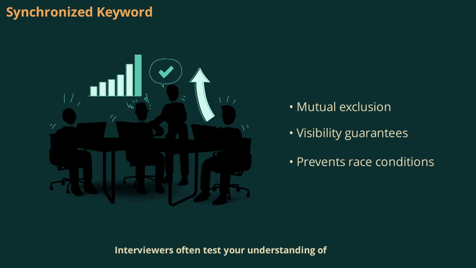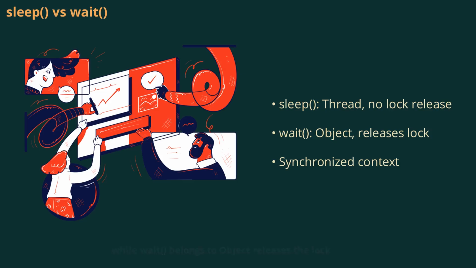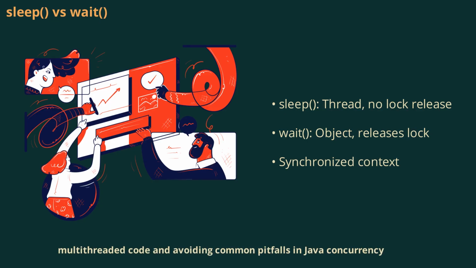Interviewers often test your understanding of synchronization and its impact on performance. The difference between sleep and wait is a classic interview question. Sleep belongs to the Thread class and does not release the lock, while wait belongs to Object, releases the lock, and must be called within a synchronized context. Understanding these differences is crucial for writing correct multi-threaded code and avoiding common pitfalls in Java concurrency.